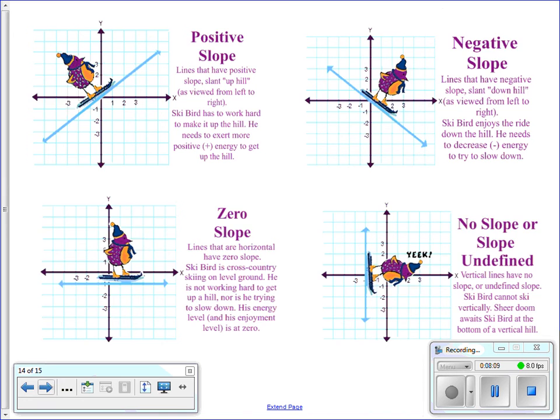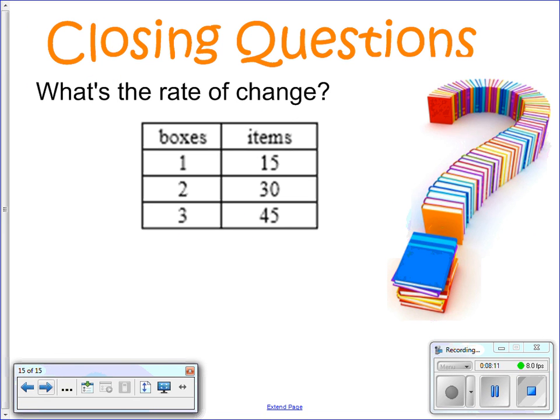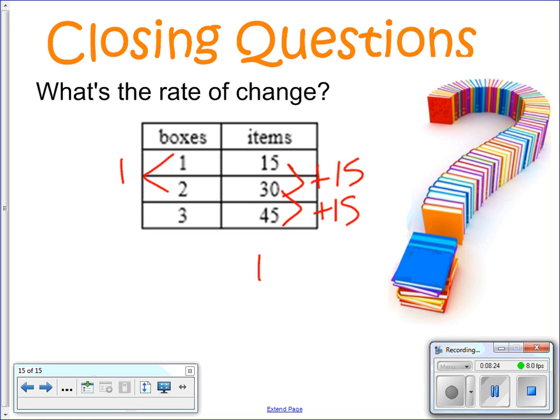Some more pictures of slope. So what is the rate of change for this one? Well, it looks like we're going up 15 here and over 1 here. So this one's up 15, so our rate of change is 15 over 1.